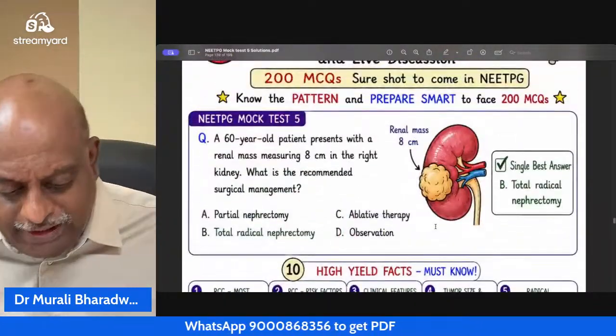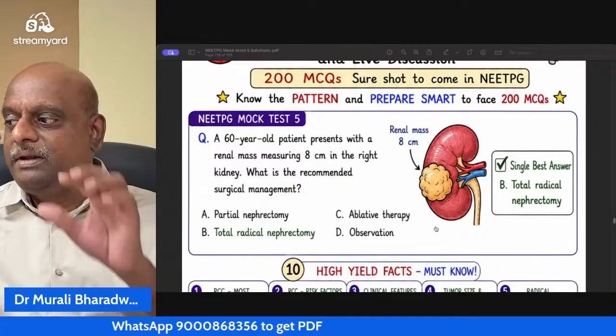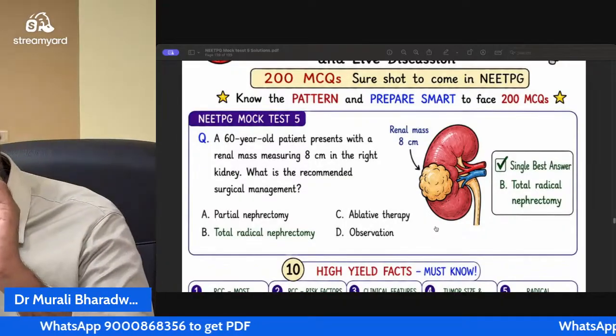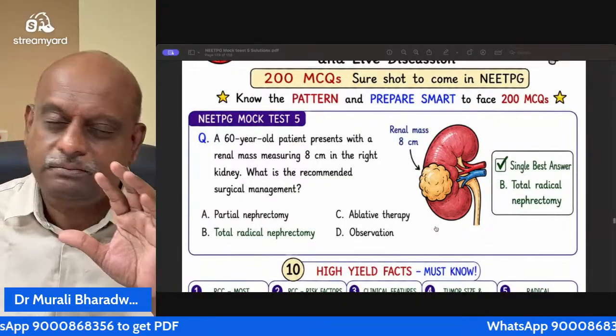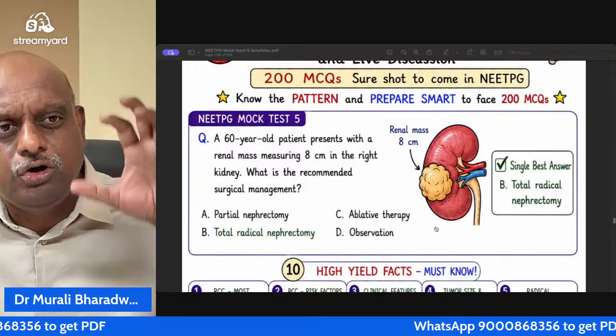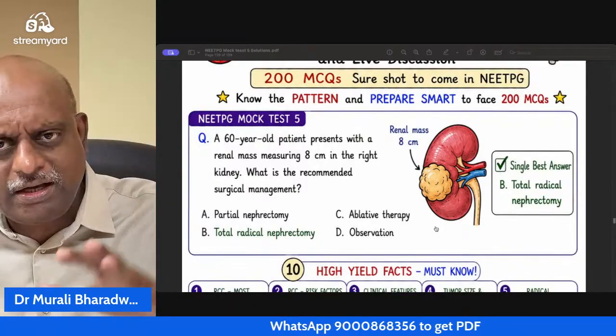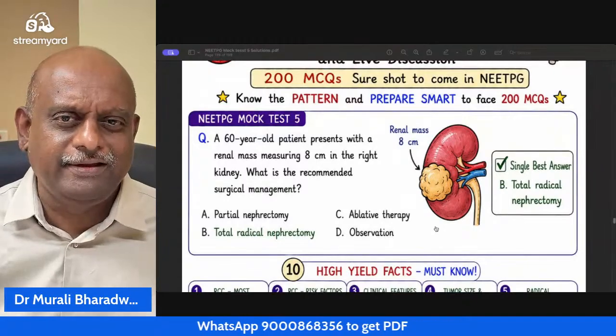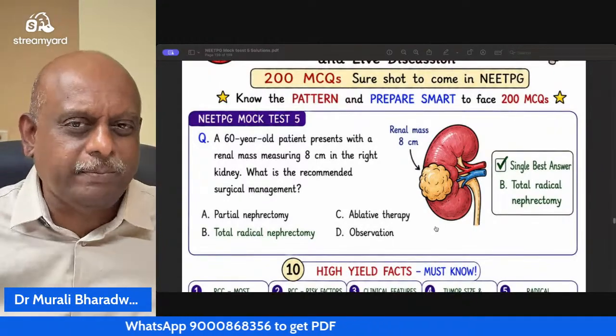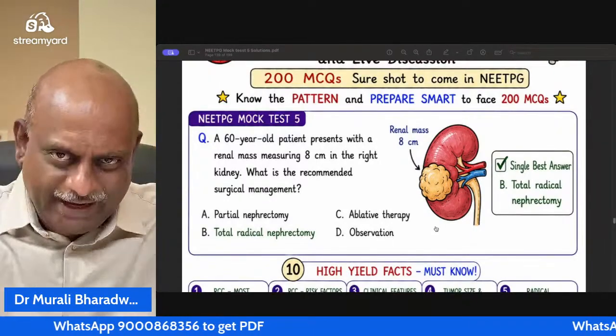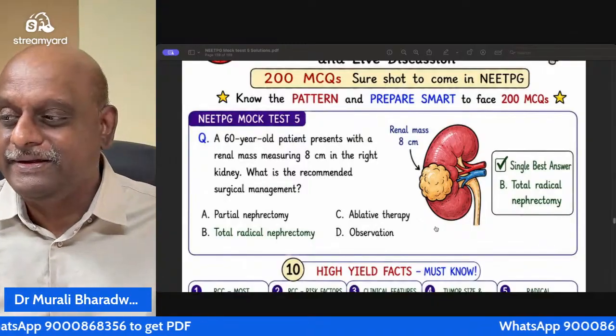So if you go to the NEET PG exam, doctor, always, when you go to the NEET PG exam, 200 questions are standard, like a buffet. There is no surprise. You can expect it, go and attack it. Simple, right?